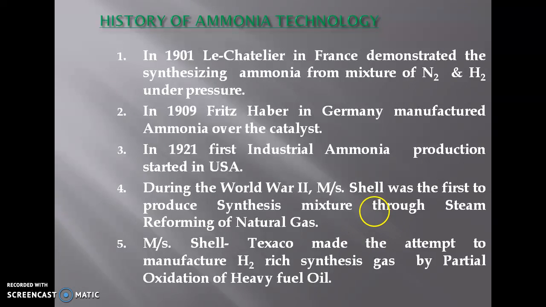So these are the different stages of how ammonia manufacture has developed. The Haber process was developed in 1904. The first industrial plant was started in 1921. It was used during World War II.